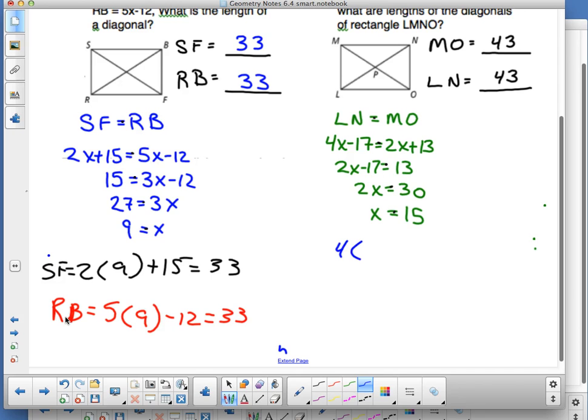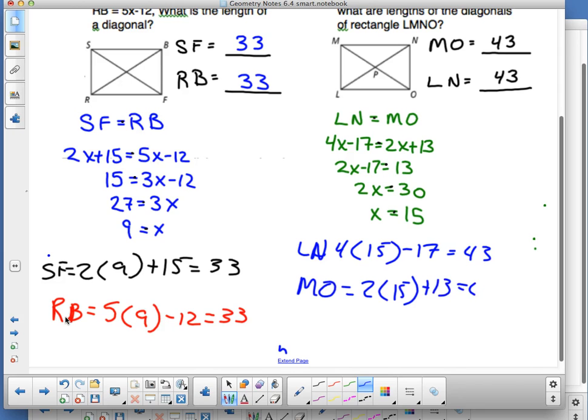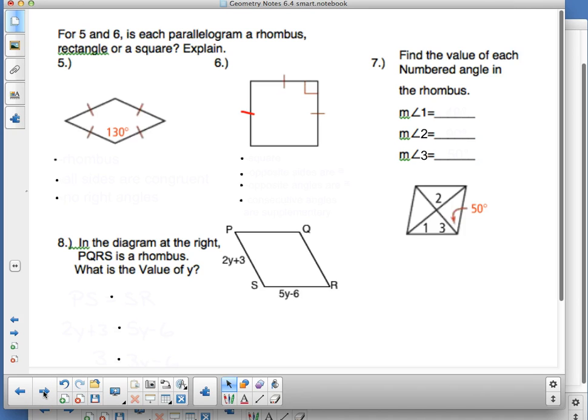So if I go 4 times 15, which is 60, minus 17, I should get a 43 for LN. And then for MO, I should be getting 2 times 15, which is 30, plus 13, which is also 43. And I should be golden with my answer. Okay? It's really moving slow today, slower than I usually do.